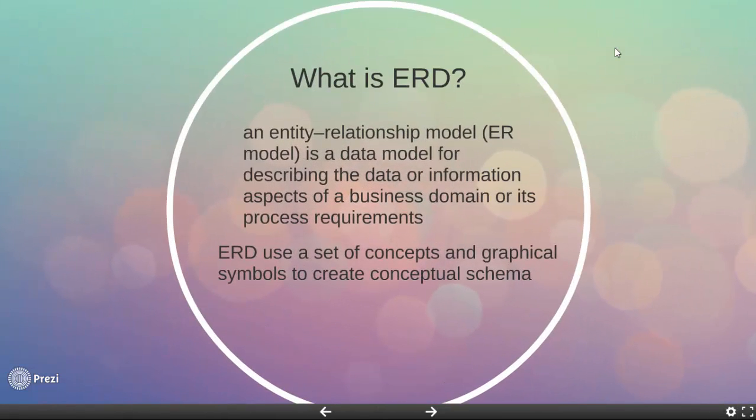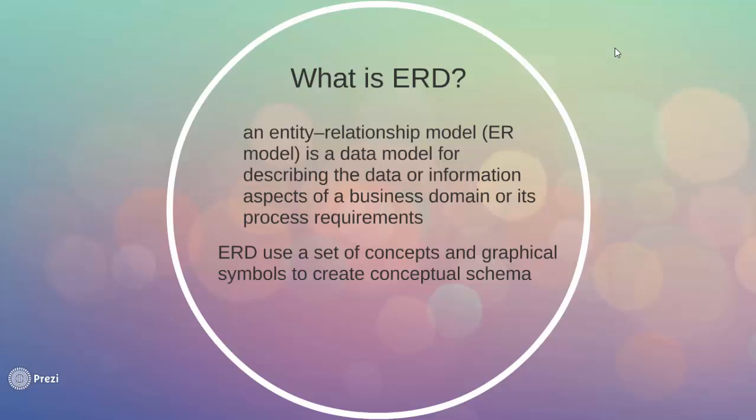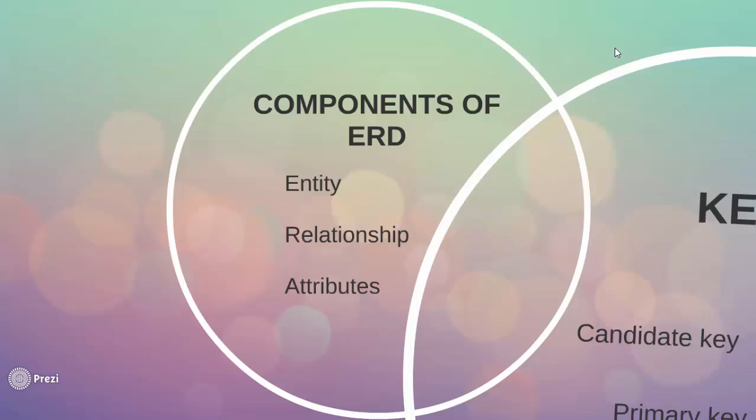What is entity relationship model? An entity relationship model, or known as ERD, is a data model for describing the data or information aspect of a business domain or its process requirement. ERD uses a set of concepts and graphical symbols to create conceptual schema. In easy words, ERD is a way of graphically presenting the logical relationship of entity in order to create a database. There are three main components of ERD. There are entity, relationship, and attribute.